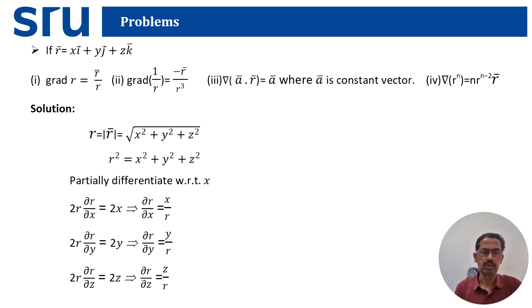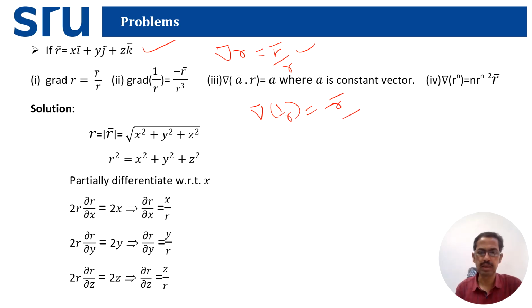Now, some problems here. If r bar is x i bar plus y j bar plus z k bar, then prove the following. Number 1: grad r, meaning del r, equals r bar by r. Next, number 2: grad of 1 by r equals minus r bar by r cube.